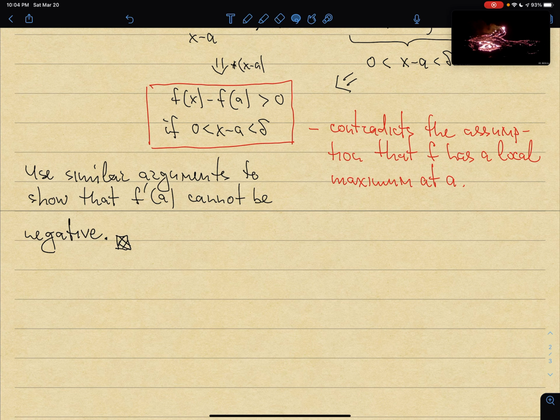Okay, so the next theorem that we're going to prove is going to use the theorem that we just proved a moment ago and lead us to the mean value theorem, which is one of the most important theorems of calculus. Now, to motivate the mean value theorem, let's think about trying to show the following fact.